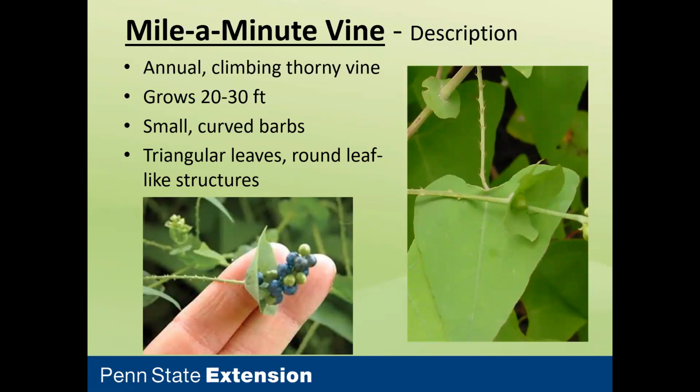Mile-a-minute vine. This is another annual. So this is a climbing thorny vine. You can see the thorns on the stem, this triangular shaped leaf. This circular structure on the leaf stem is another real key characteristic of this plant. Here's the fruit. As it ripens, it's going to turn this purplish blue color. So very distinctive. Don't confuse it with any of our native tearthumbs. These thorns along here on the stems, these curved barbs are very distinctive and much stouter than our native tearthumb plants.